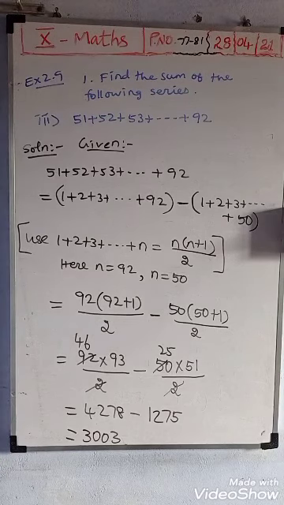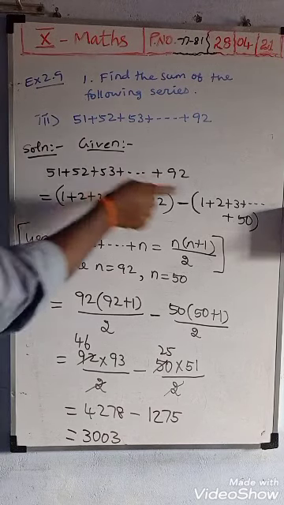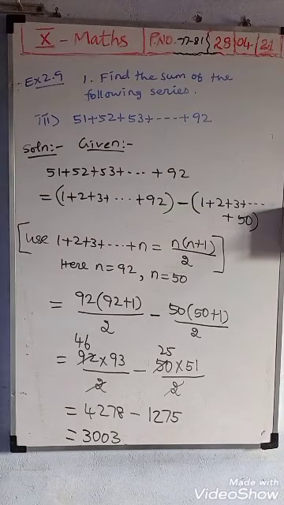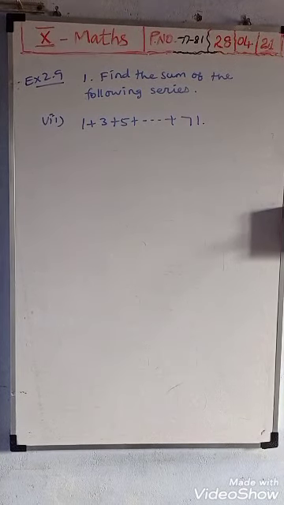Okay, so if the given series does not start with 1, you want to make it start with 1 first, then subtract the terms that are missing. After applying the formula we will receive the answer. Okay, that's all. See the next, seventh point. The remaining points we will see later.